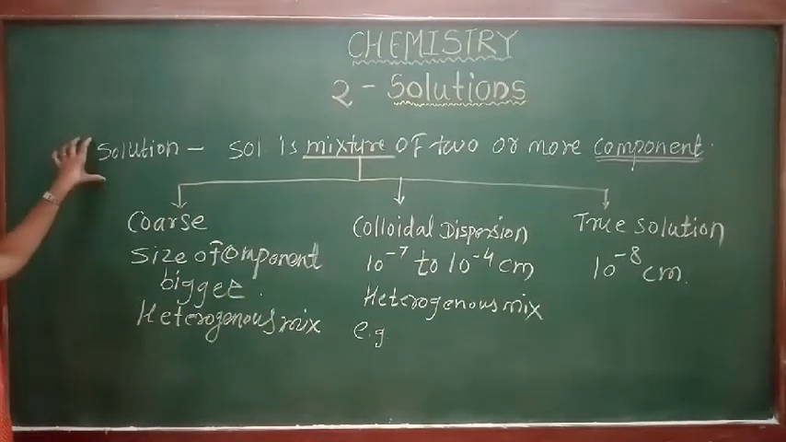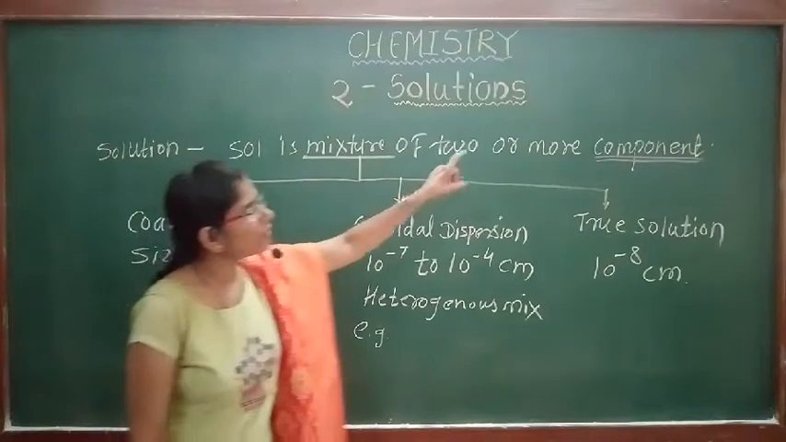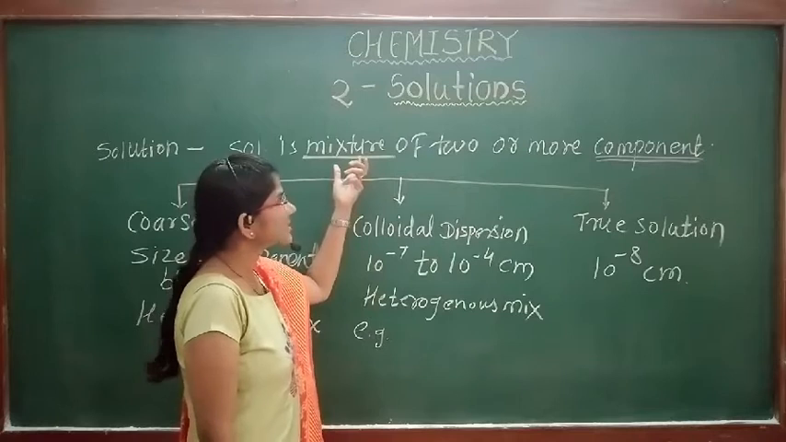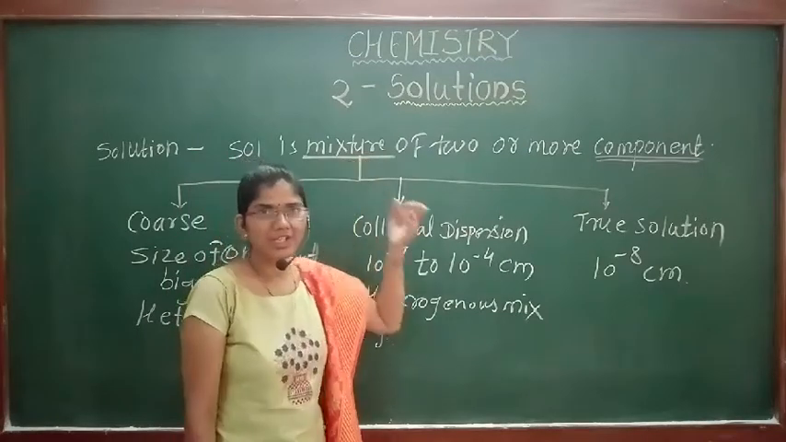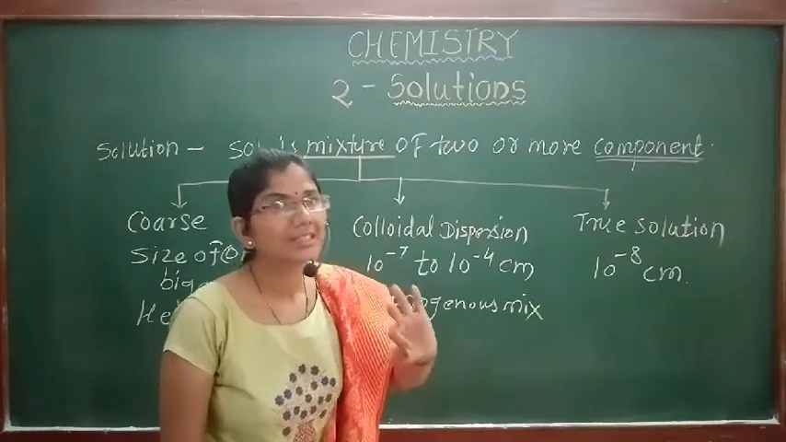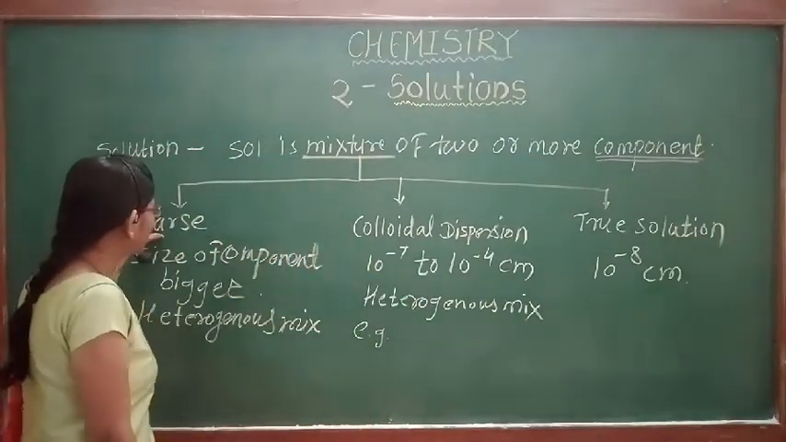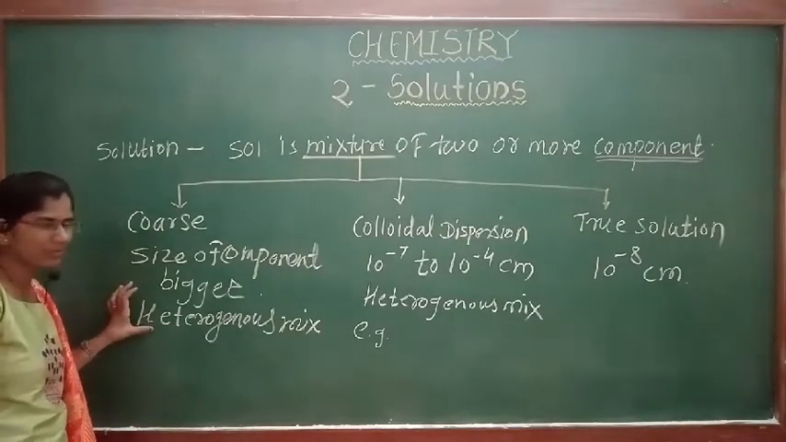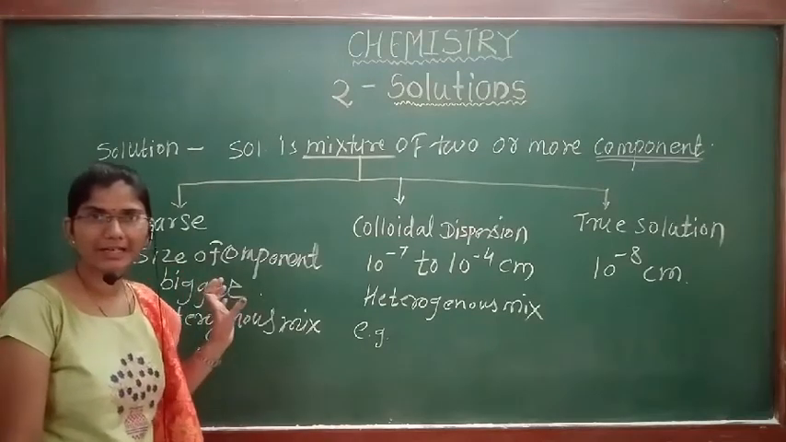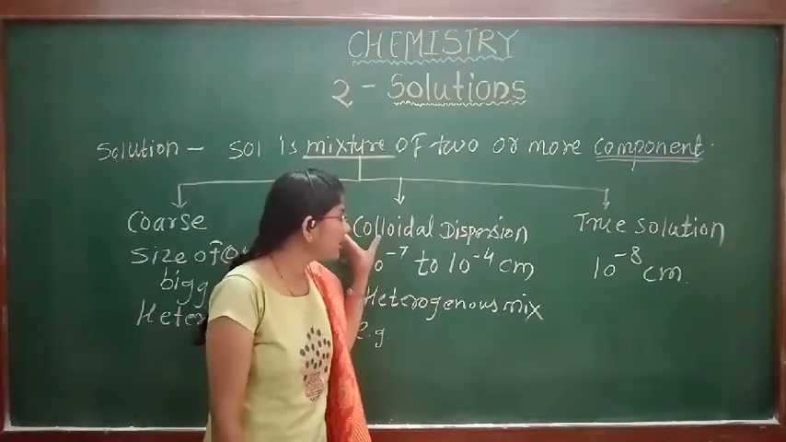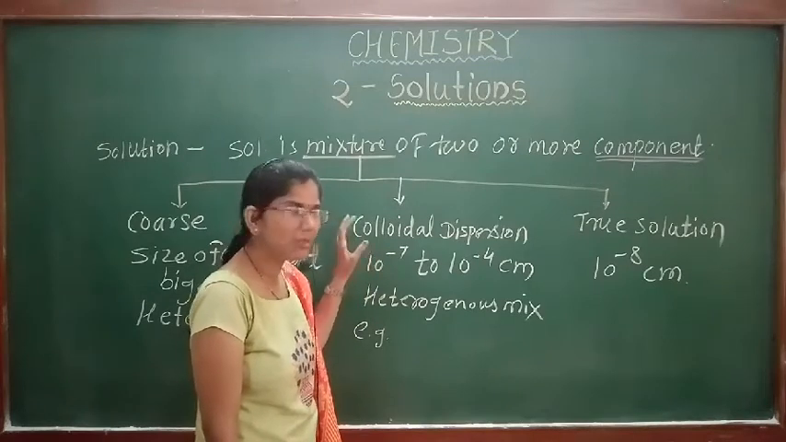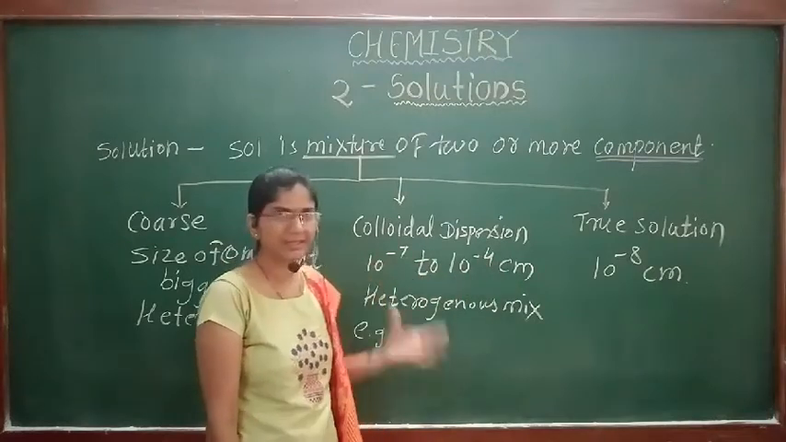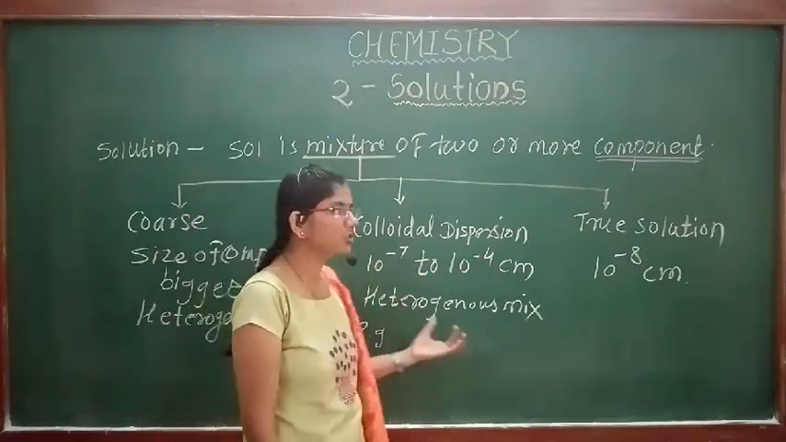So a solution is a mixture of two or more components. Depending on the size of the components, the mixtures are broadly classified into three types. A coarse mixture, in which the particle size of the component is relatively bigger and it is a heterogeneous mixture, for example, a mixture of sugar and salt. The second type is colloidal dispersion, in which the particle size ranges between 10^-7 and 10^-4 centimeter. It also forms a heterogeneous mixture.